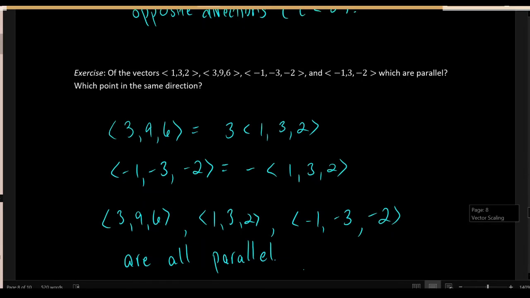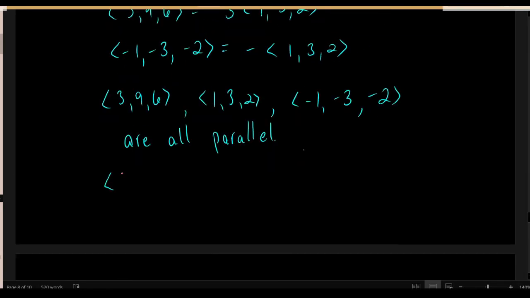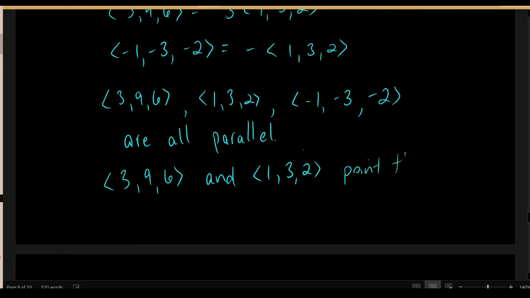However, only the pair <3, 9, 6> and <1, 3, 2> point in the same direction. The vector <-1, -3, -2> is not included in this list because it's a negative scalar multiple of <1, 3, 2>.